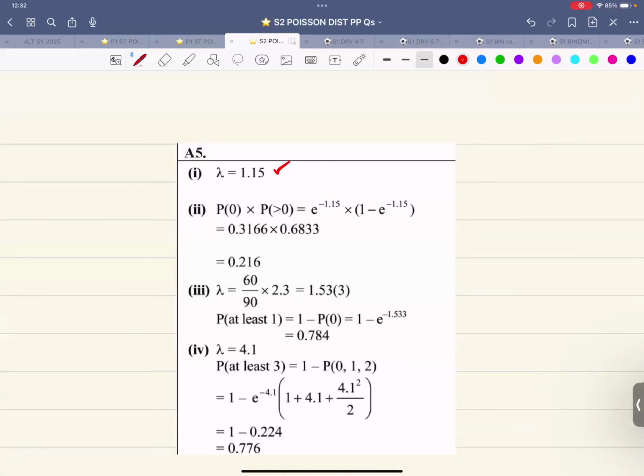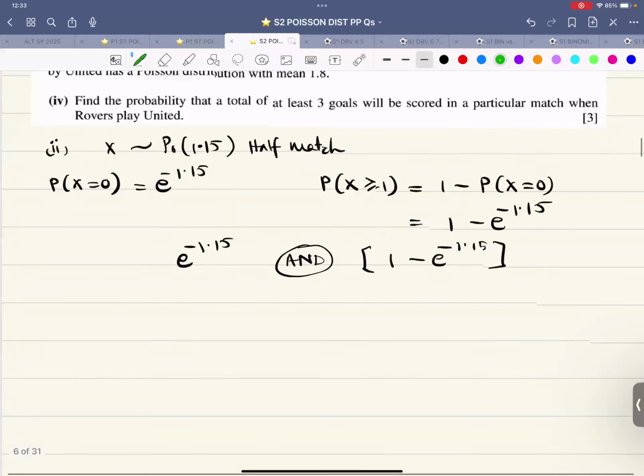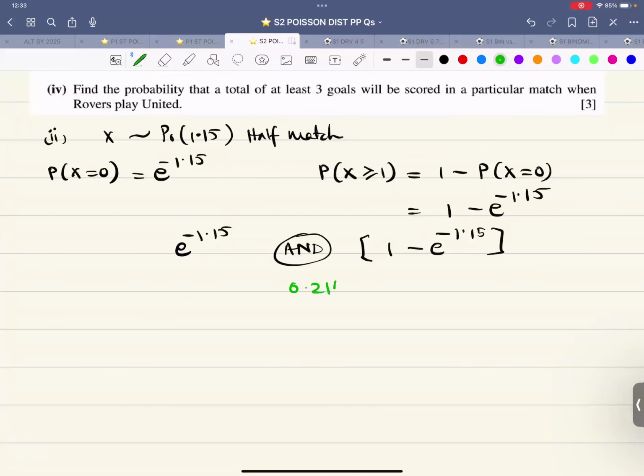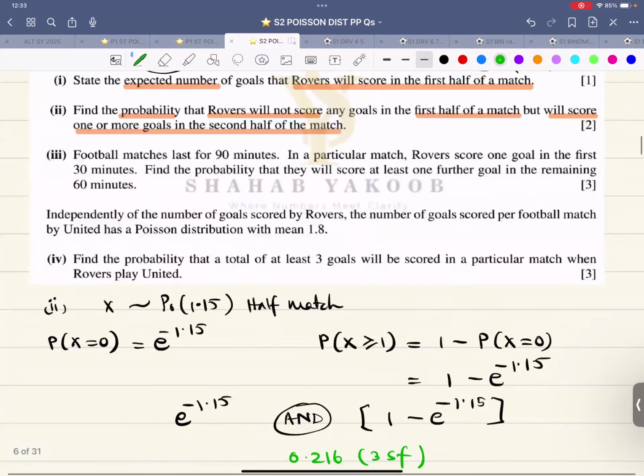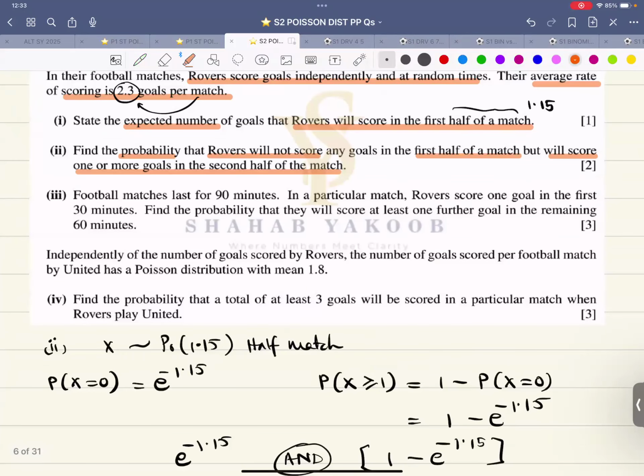And then probability X equals 0 is this thing. And then probability X is greater than 0, that is greater than or equal to 1, that's the same thing as greater than 0. That is this thing. So we multiply these two together, and this is the answer that we get, which is 0.216, correct to 3 significant figures. That is the second part that's done.